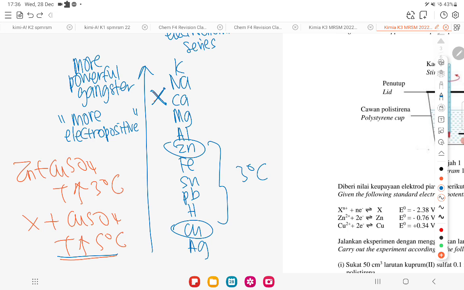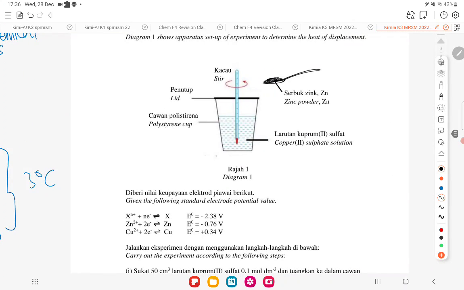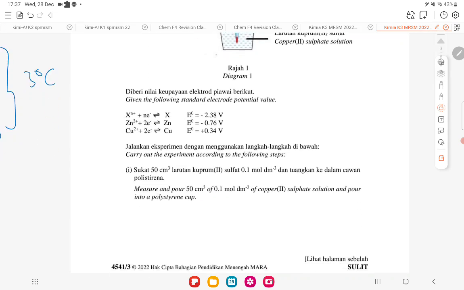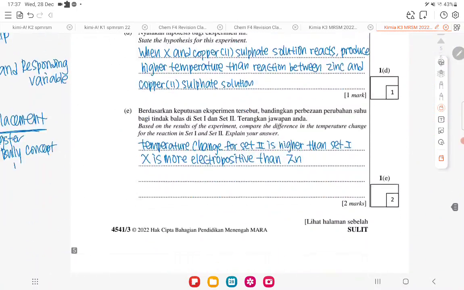So now how to explain? Why is the temperature greater? Because X is higher than zinc, but you cannot write the words "X is higher than zinc". Cannot. So in ECS, for the higher metal, you use the word more electropositive. The higher the metal in ECS, we use the word more electropositive. So X is more electropositive than the zinc. This is the answer you can write, okay?